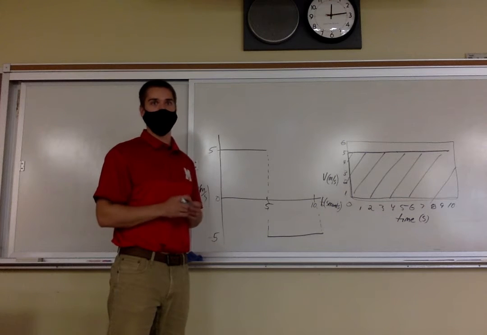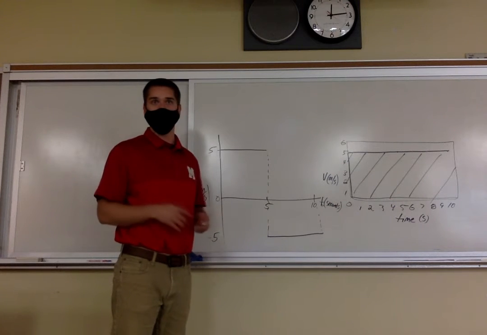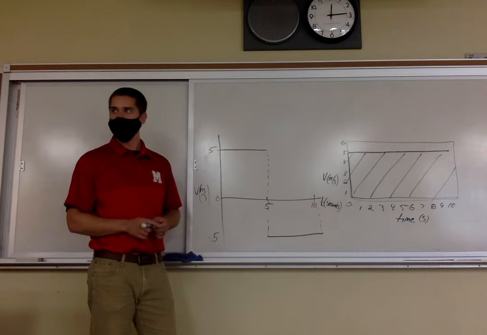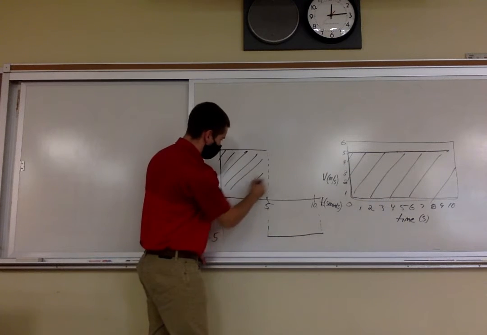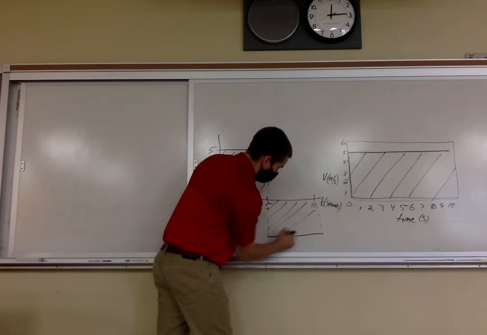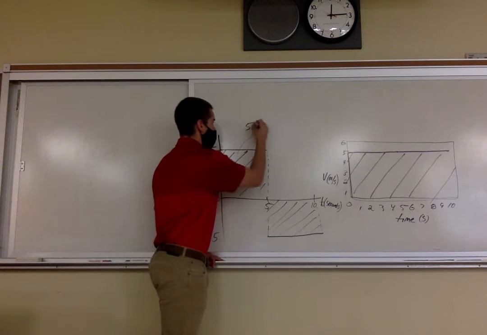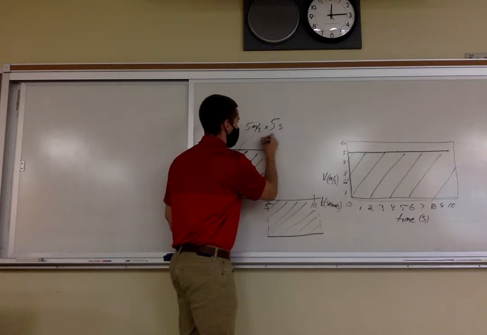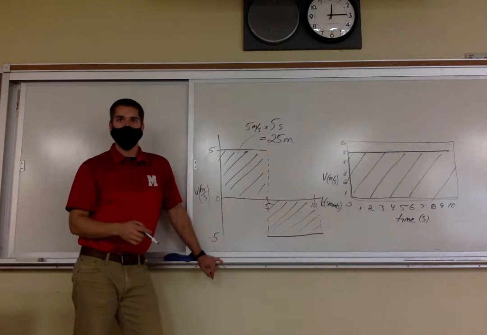I know my displacement needs to be 0. Because it started here, went back, and ended here. Didn't go anywhere in total. Well, if I know the area under the curve needs to be the displacement, I need these two areas to equal 0. There's 1. There's 2. What is this? 5 meters per second times 5 seconds, right? Isn't it the same down here? -5.